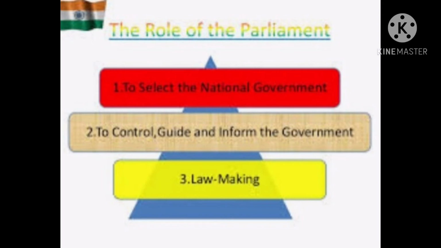Got it? See children, now let me tell the role of the Rajya Sabha in the parliament. The Rajya Sabha functions primarily as the representative of the states of India in the parliament. Yes, we have already seen it. Then the Rajya Sabha can also initiate legislation, and a bill is required to pass through the Rajya Sabha in order to become a law.